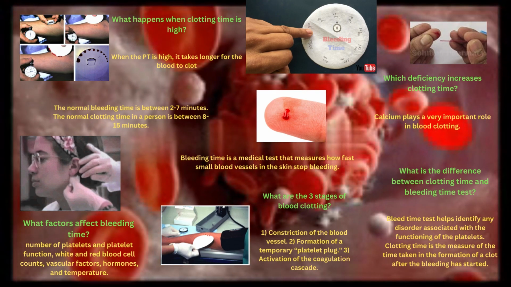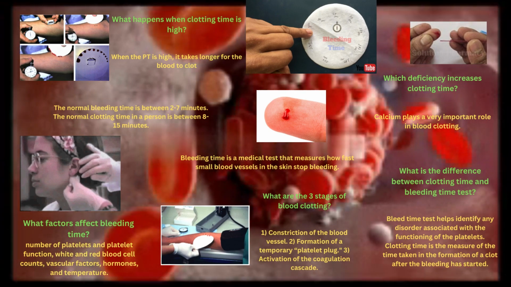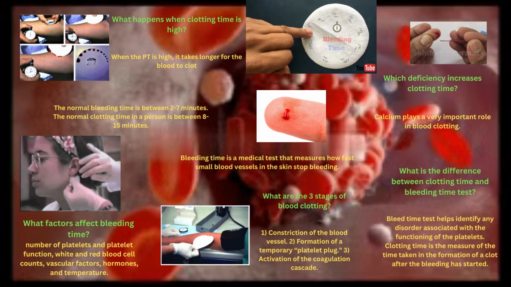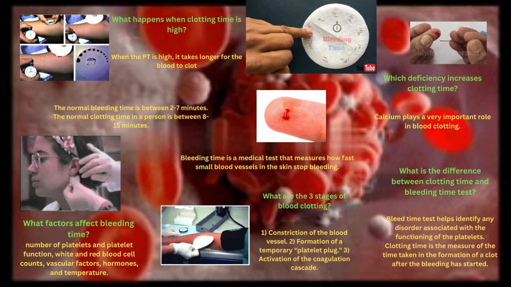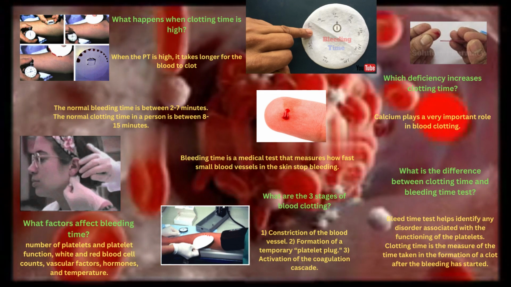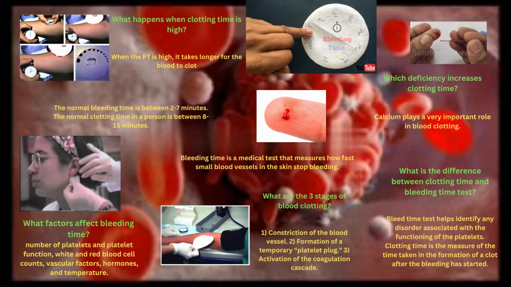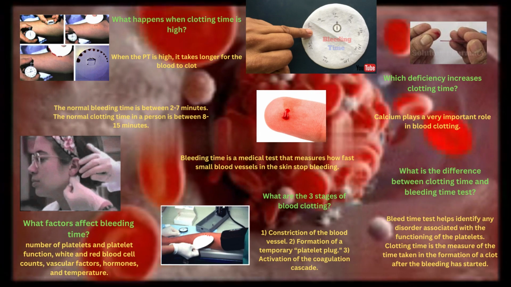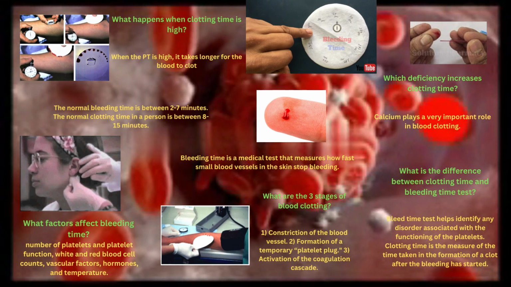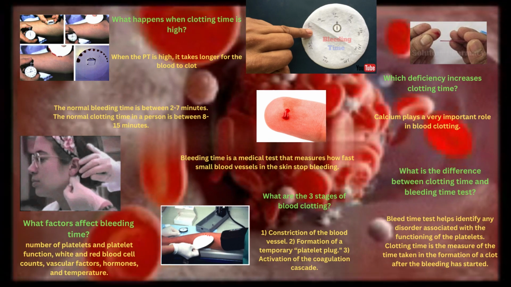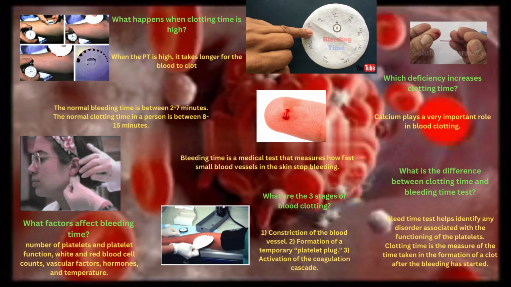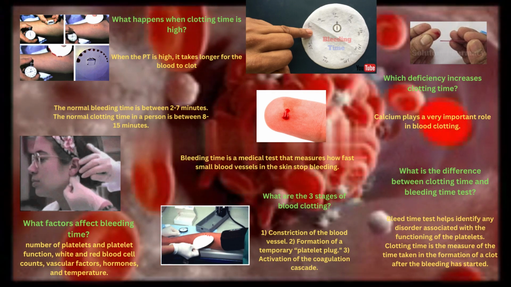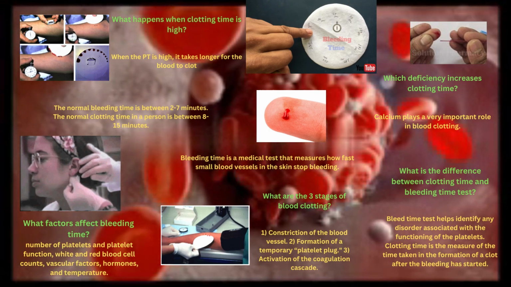Bleeding time is a medical test that measures how fast small blood vessels in the skin stop bleeding. What are the three stages of blood clotting? Constriction of the blood vessel, formation of a temporary platelet plug, activation of the coagulation cascade. What factors affect bleeding time? Numbers of platelets and platelet function, white and red blood cell counts, vascular factors, hormones, and temperature.